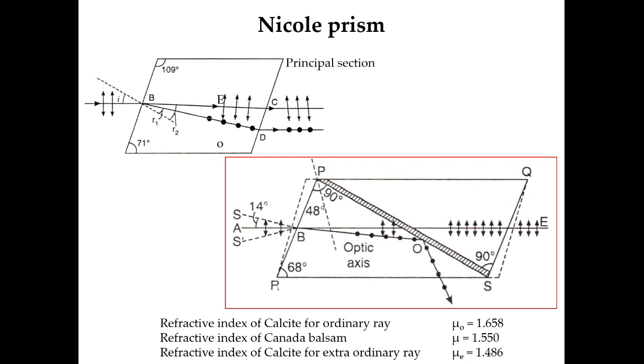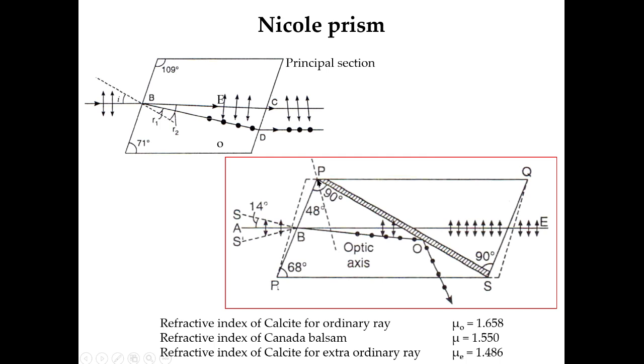To make a polarizer from calcite crystal, Nicol constructed a prism. In this, he took a principal section of calcite with its length 3 times that of the width, and then he ground this face and this face so that this angle reduced to 68 degree from 71 degree, and this angle increased to 112 degree from 109 degree, and this is the optic axis.